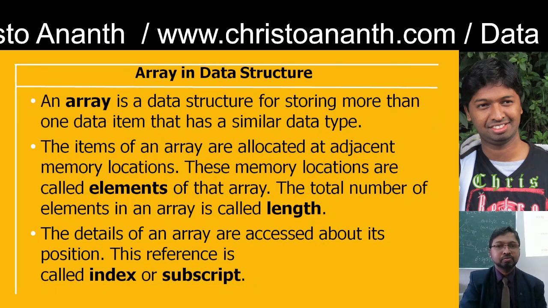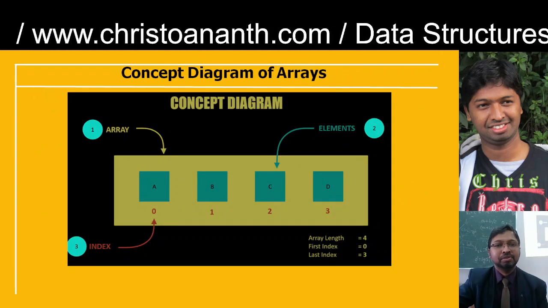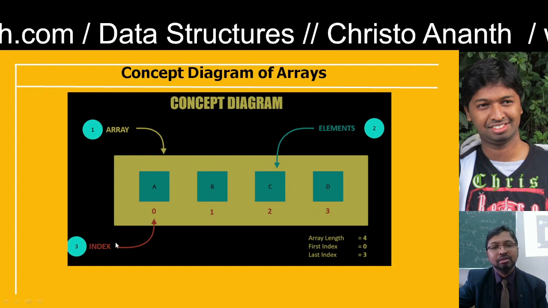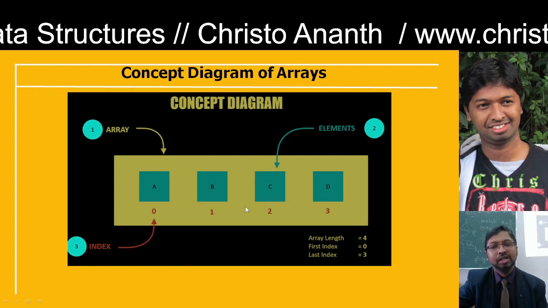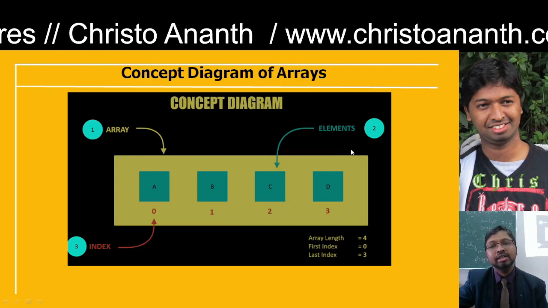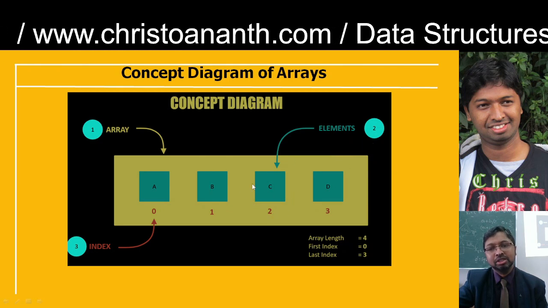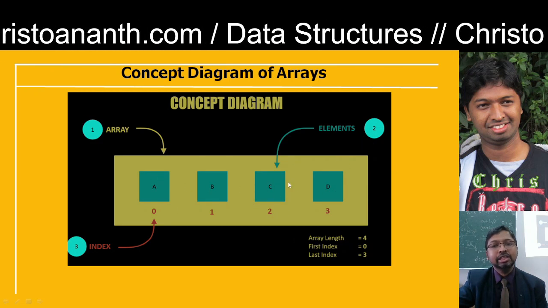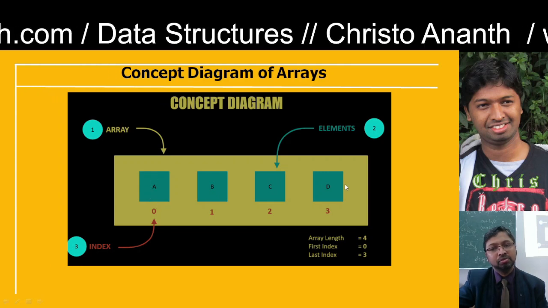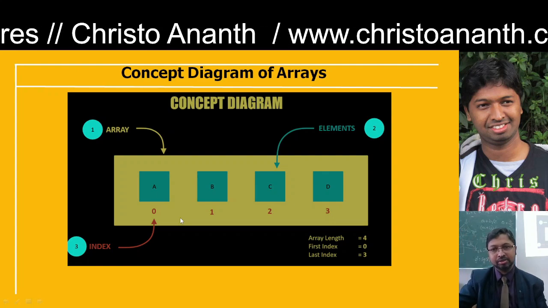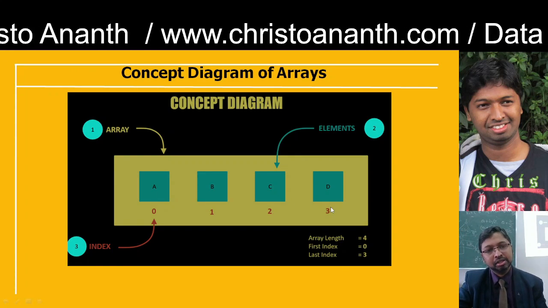So this is the concept of arrays, like A, B, C, D, with indices 0, 1, 2, 3. And elements are being added at position 2. The length of the array is 1, 2, 3, 4. The first index starts from 0, not with 1, only with 0, and the last index will be 3.